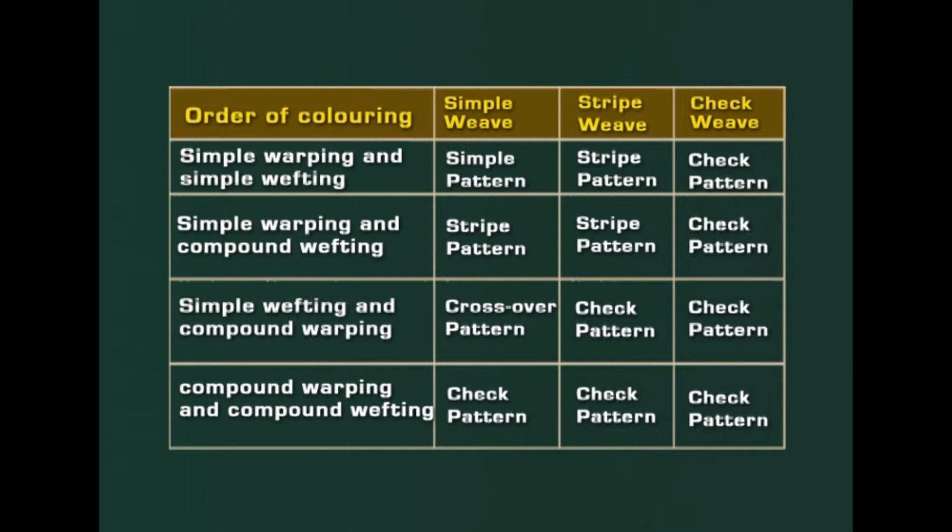And coming to the third one, that is simple wefting and compound warping, it will have a crossover pattern in case of simple weave, and it will be producing a checkered pattern in a striped weave, and also it produces a checkered pattern in a checkered weave. And coming to the last one, that is compound warping and compound wefting, here also, in all the weaves, whether it may be a simple one, or a striped weave, or a checkered weave, it all produces only checkered patterns.